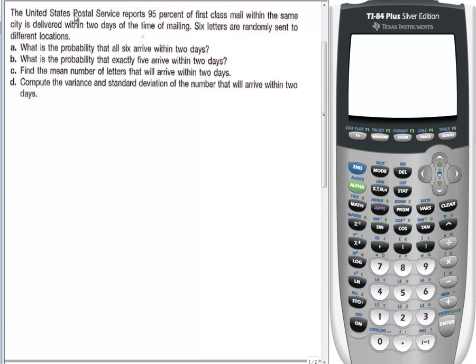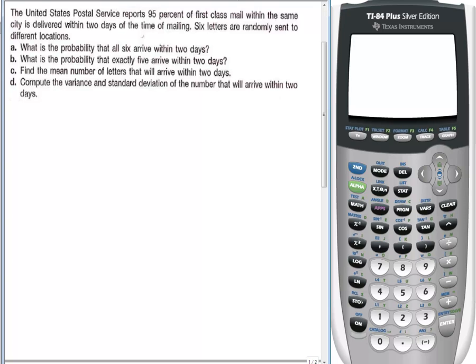Here's another example dealing with probability from the textbook. The U.S. Postal Service reports 95% of first-class mail within the same city is delivered within 2 days of mailing time. 6 letters are randomly sent to different locations. What is the probability that all 6 arrive within 2 days?